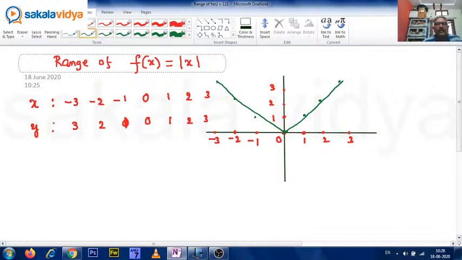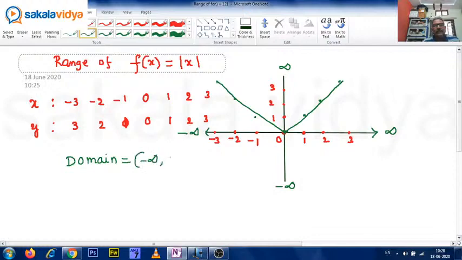So that means actually, see, this is infinity, this is minus infinity. This is infinity, this will be minus infinity. Now the domain of this function: see, domain will be on the x-axis, minus infinity to infinity.